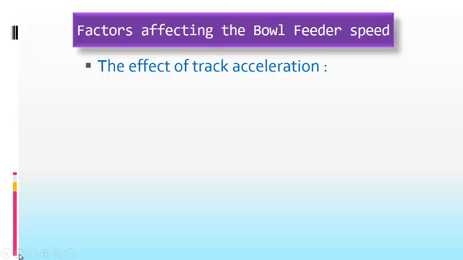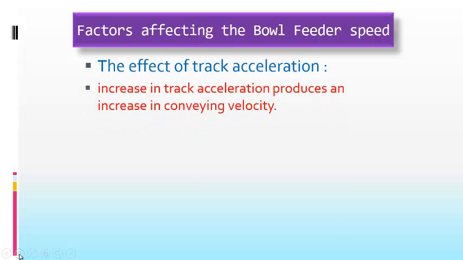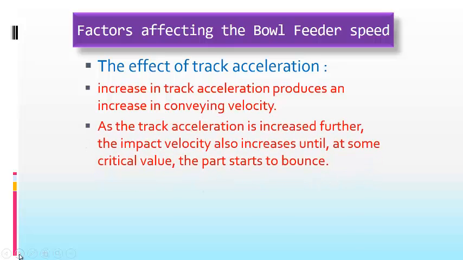The effect of track acceleration: if you increase the acceleration, you are going to increase the conveying velocity of the components. As the track acceleration is increased further, the impact velocity also increases until at some critical value the part starts to bounce. And this is very important because if you increase the acceleration to some level, the part will bounce and fall down inside the ball again. Track acceleration must be kept constant.